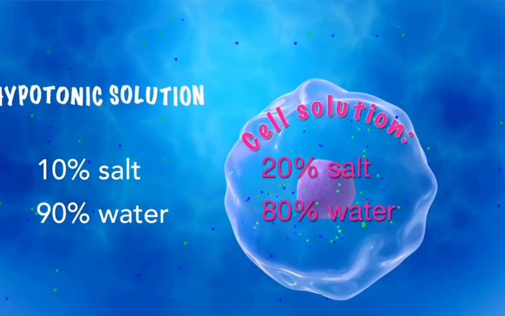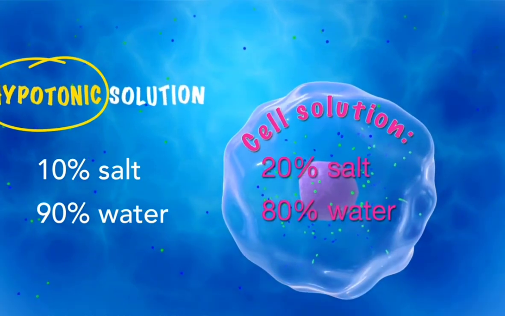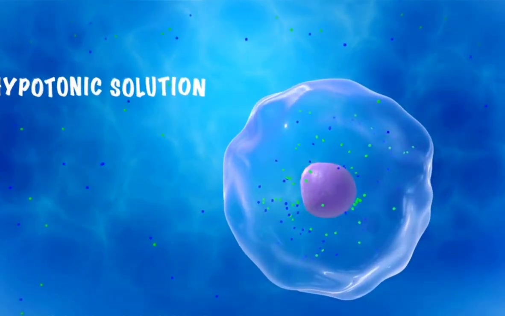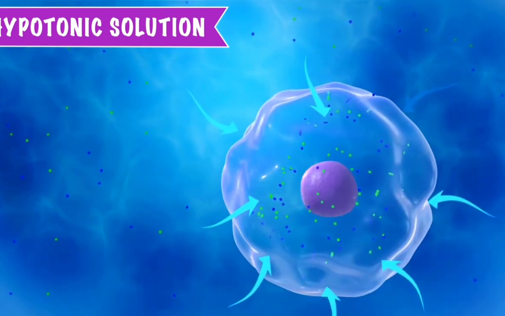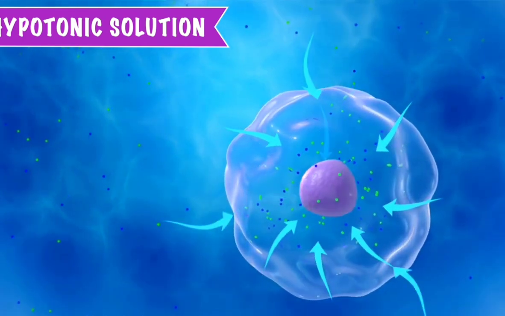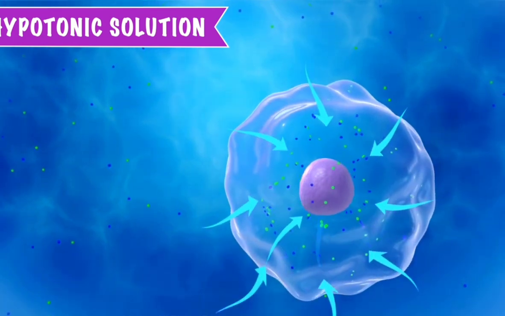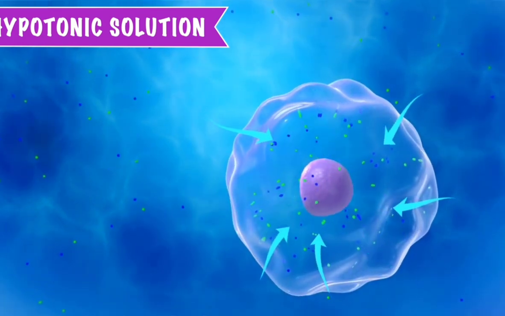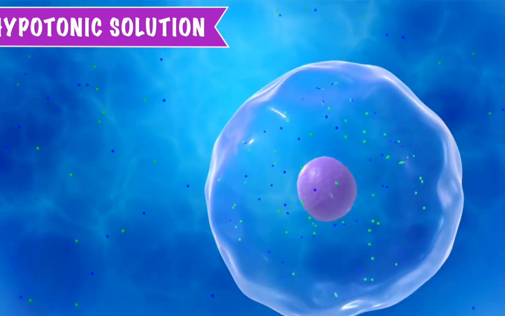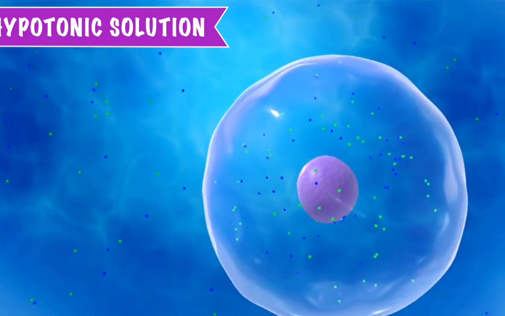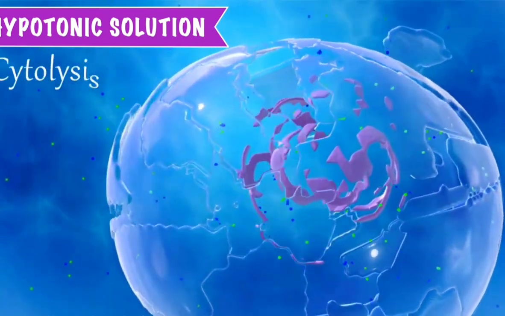We call a solution hypotonic when its concentration of water is higher than inside the cell, and its concentration of solute is lower than inside the cell. So, by osmosis, the water molecules will move passively into the cell until a state of equilibrium is reached. Hypotonic solutions cause a cell to swell up with water. If the water concentration outside the cell is high enough, the cell can swell to the point of bursting. This is called cytolysis.